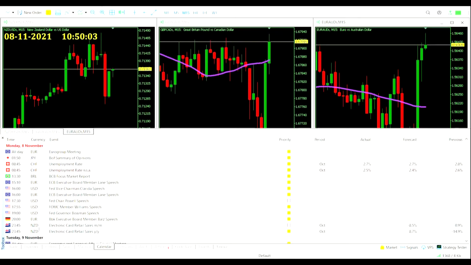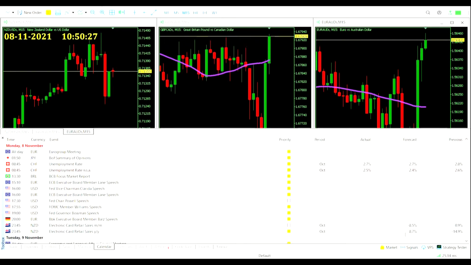And that's it. 11:45 p.m., we do have from New Zealand electronic card retail sales month-on-month, year-on-year. But at that time, it's effectively tomorrow. Should be interesting though, the month-on-month forecast at negative 8.5 and the year-on-year forecast at positive 8.7. See if that works out.